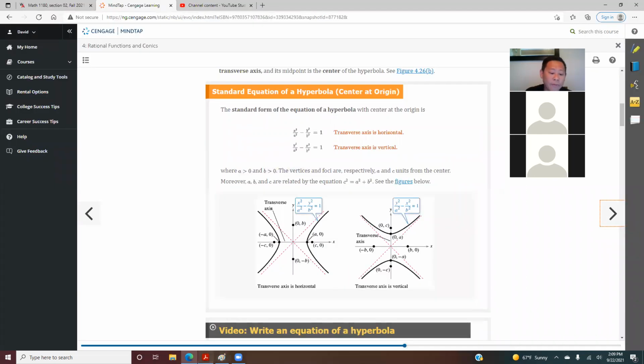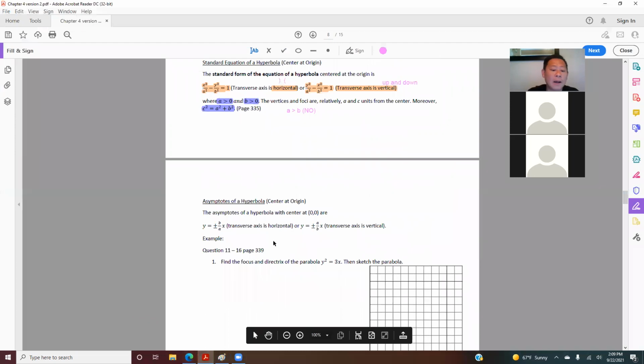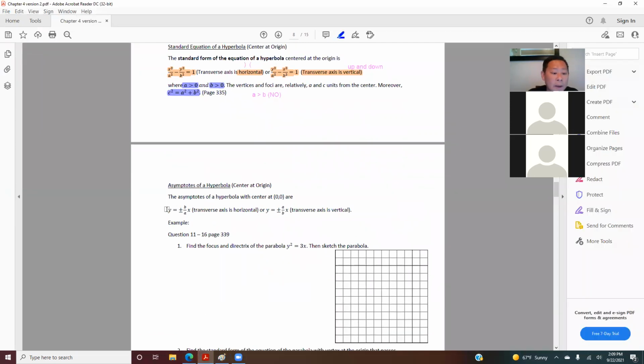We have a formula also. So the asymptotes for a hyperbola in this case are given by y equals plus or minus b over a x, and y equals plus or minus a over b x. The plus or minus b over a x is for horizontal, and the a over b is for vertical. Because we have two types of hyperbola here.